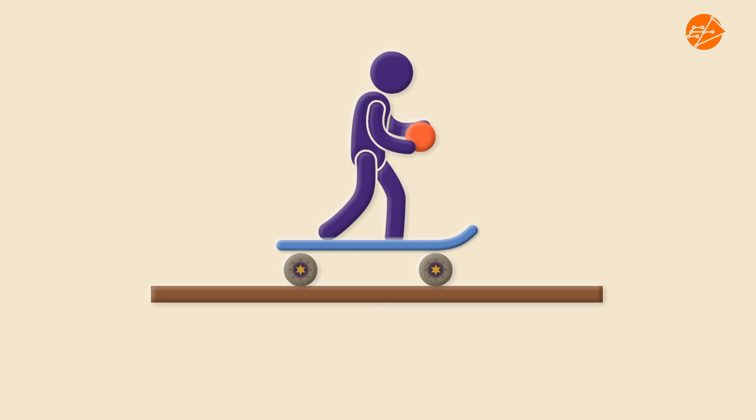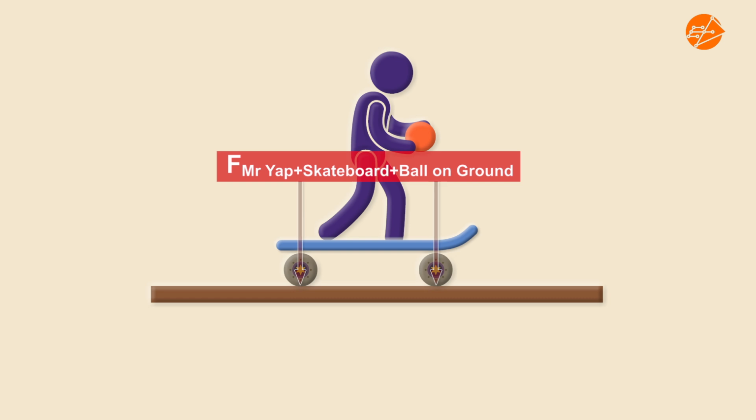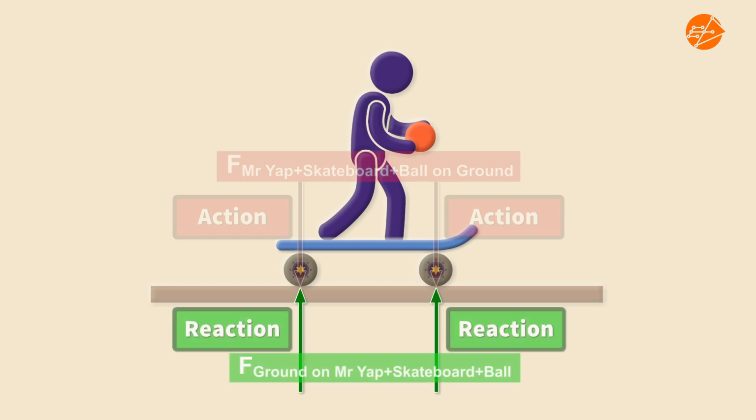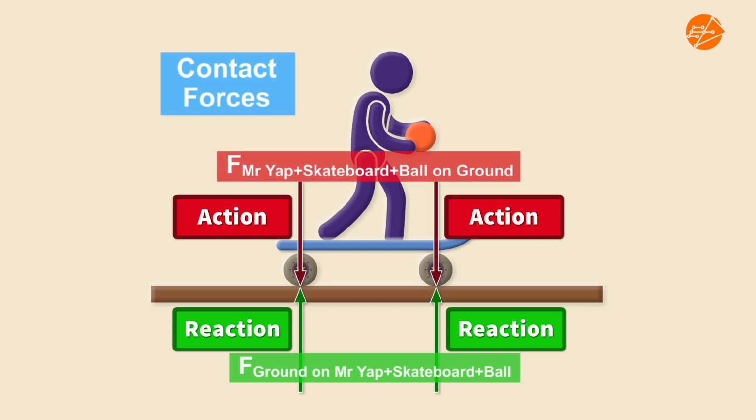At the same time, Mr. Yap, the skateboard, and the ball also exert a force on the ground at the point where the skateboard wheels touch the ground. The ground reacts by exerting an equal and opposite upward force on Mr. Yap, the skateboard, and the ball via the skateboard wheels. These are known as contact forces.